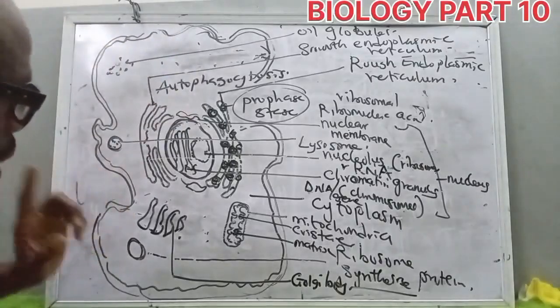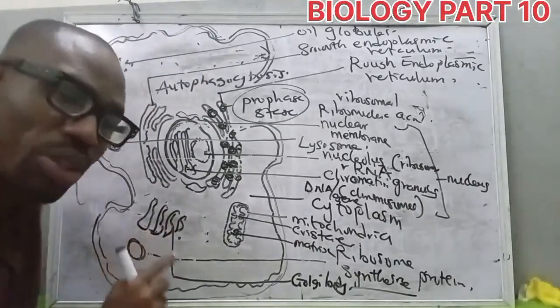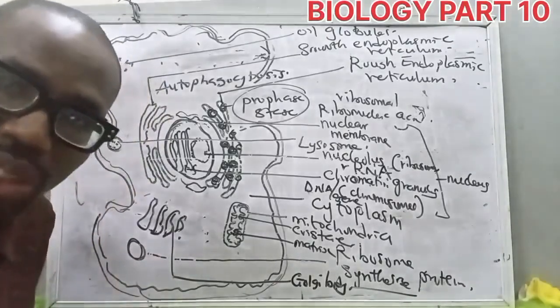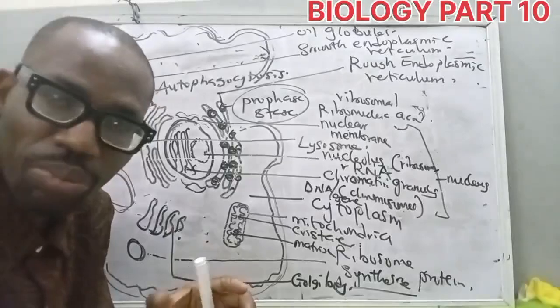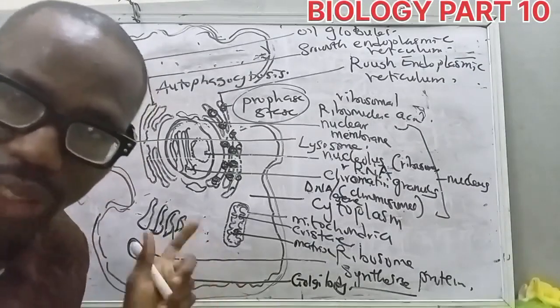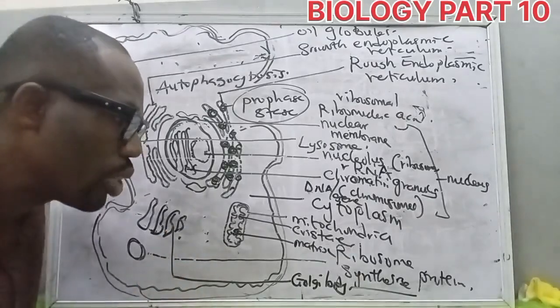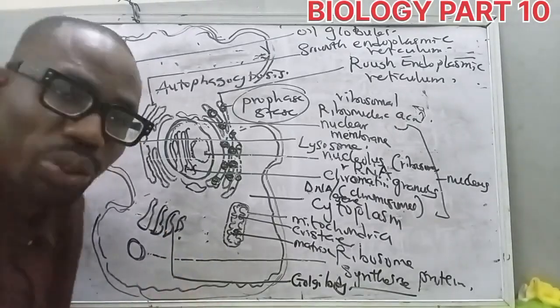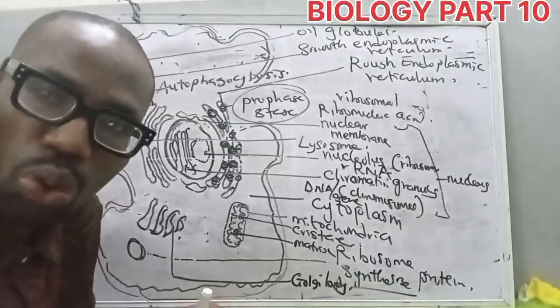Now, you know, I made mention of something about the Golgi body. I told you that it is a saucer-shaped membranous structure that is involved in packaging. And this structure is where glycosylation takes place. I told you that's the Golgi body. And what is glycosylation? Glycosylation is the process that involves the conjugation of glucose and protein or glucose and lipid.